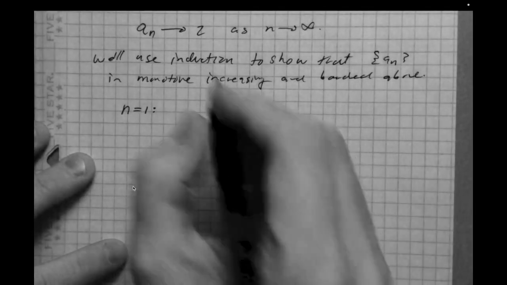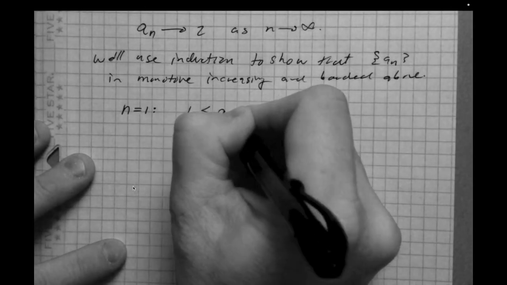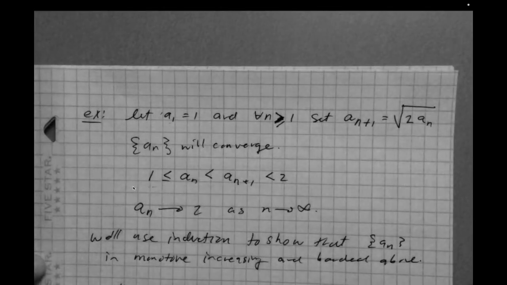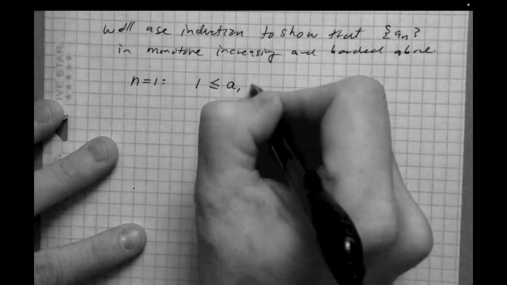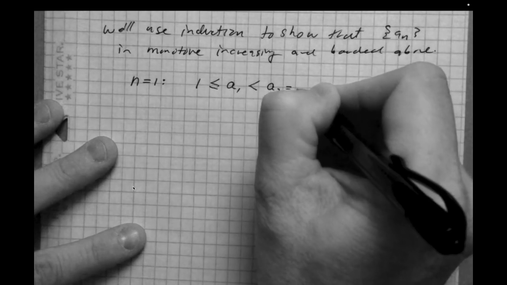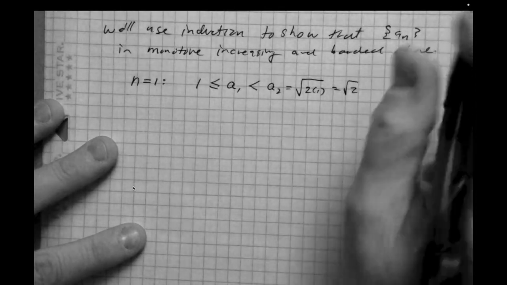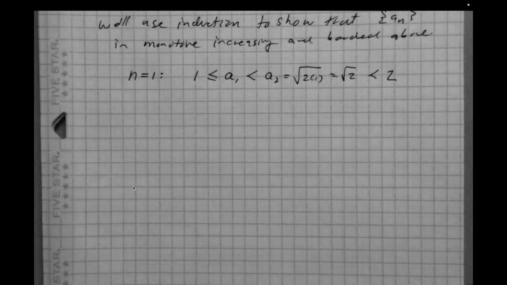So when n is equal to 1, what do we have? Well, we've got 1 is less than or equal to a sub 1, which is defined to be 1, right here. A sub 1 is equal to 1. So when n is equal to 1, 1 is less than or equal to 1, which is definitely less than a2, which is equal to the square root of 2 times 1, which of course is just the square root of 2. And we know that that's less than 2. Okay, so that's what happens when n equals 1. We could do n equals 2, and n equals 3, and we would see that this continues to be true.